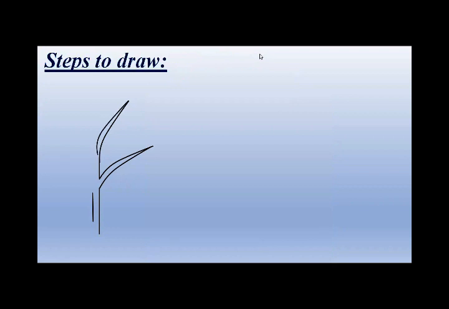We will start the branching. First of all, we will draw a small plant structure. For drawing the small plant structure, we will raise the branches from the stem. These are the branches. At the end of the branches, you will raise some sub-branches for the leaves. You will draw some curve-like structure to draw the leaf there.